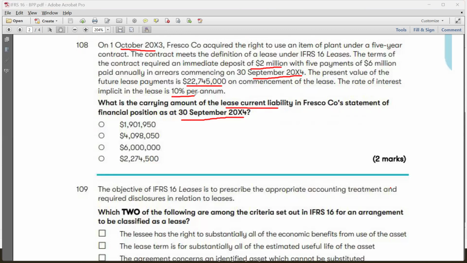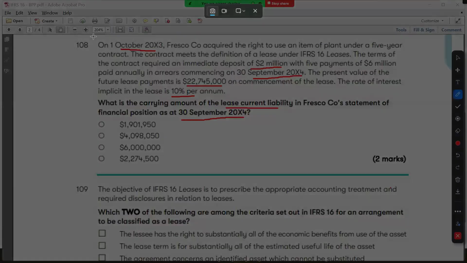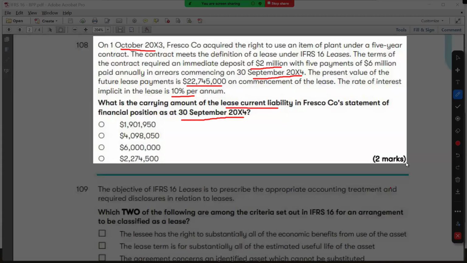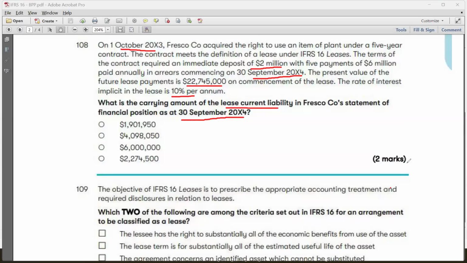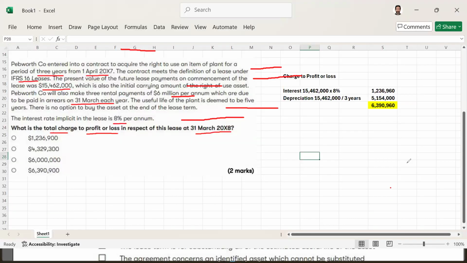So clearly here we have this arrears case, and we have the initial deposit, which we do not consider whenever we are looking at the lease liability. We take the present value of the future lease payments, we apply the rate, and we deduct the lease payment. Okay, so let's see how we go about it. The important thing that we need to do is to distinguish between what is current liability and what is the non-current liability in this case.